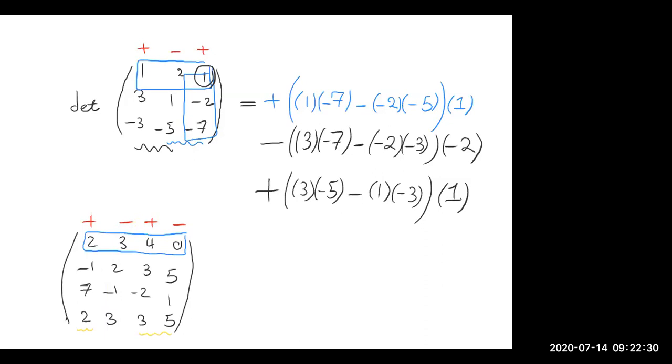The signs here, if it was even a larger matrix, even a 5 by 5 matrix, we would continue to do that. Plus, minus, plus, minus, plus. The signs will alternate. So they are going to always be plus, minus, plus, minus, plus, minus. Okay.